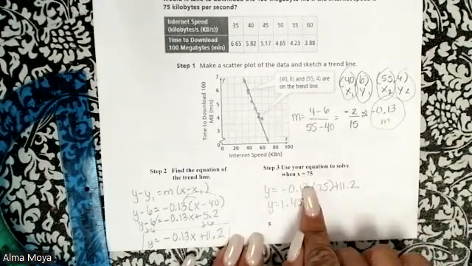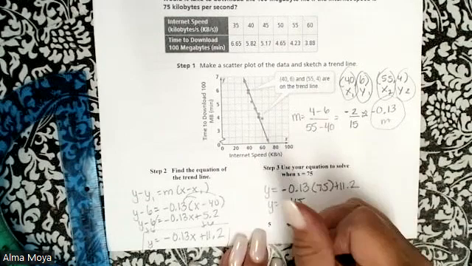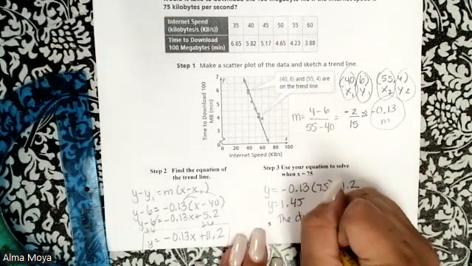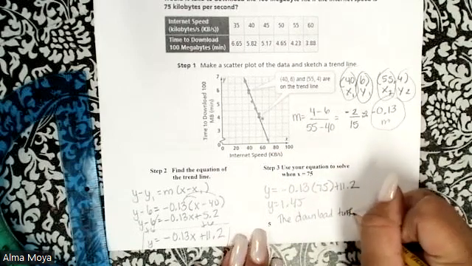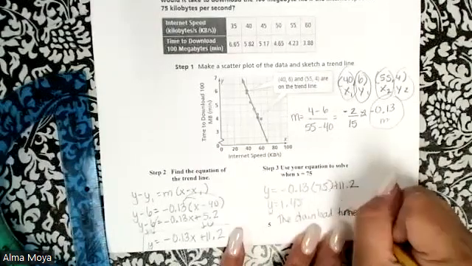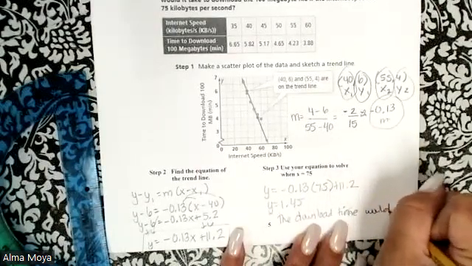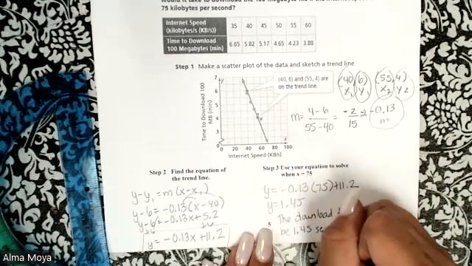Now keep in mind, the x is the internet speed. So what this represents is the download time. The download time would be 1.45 seconds.